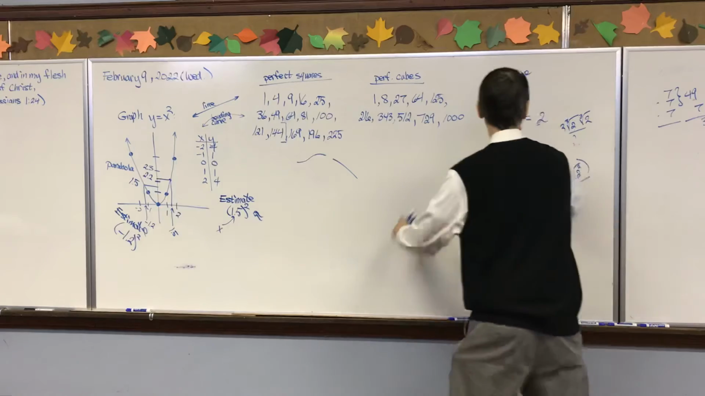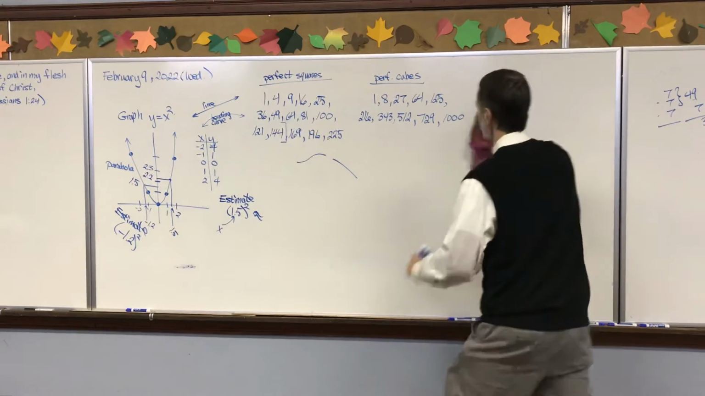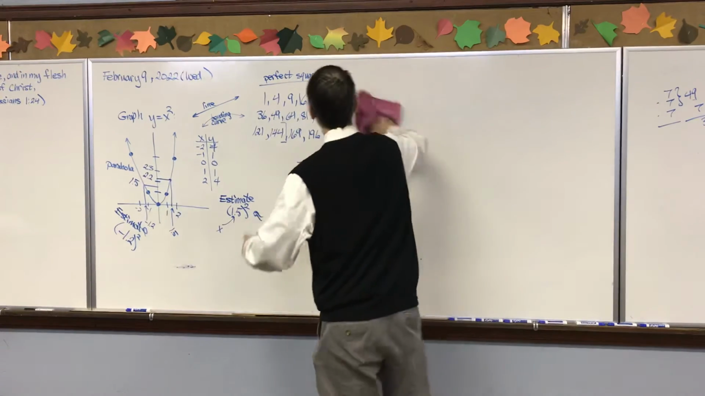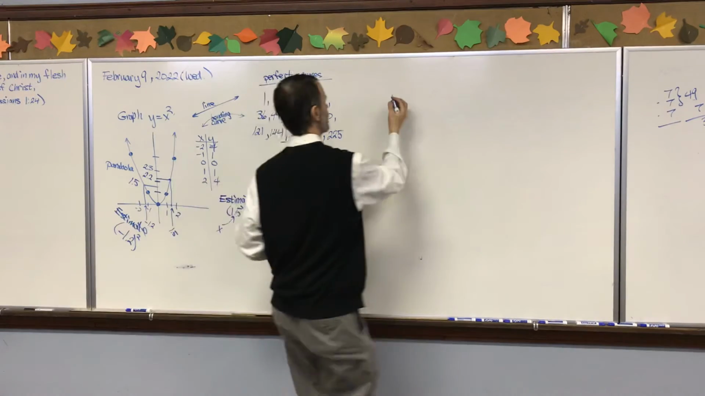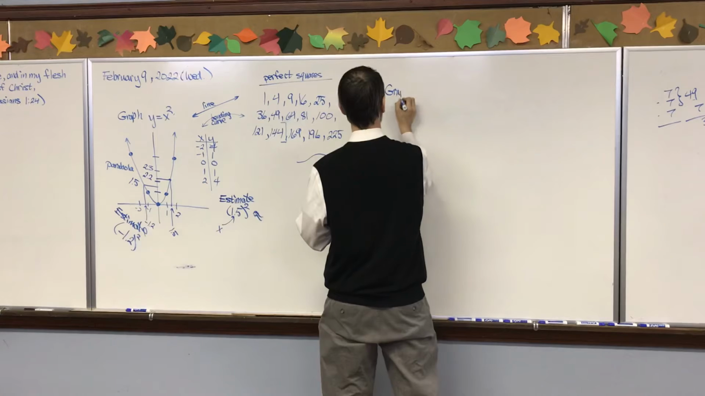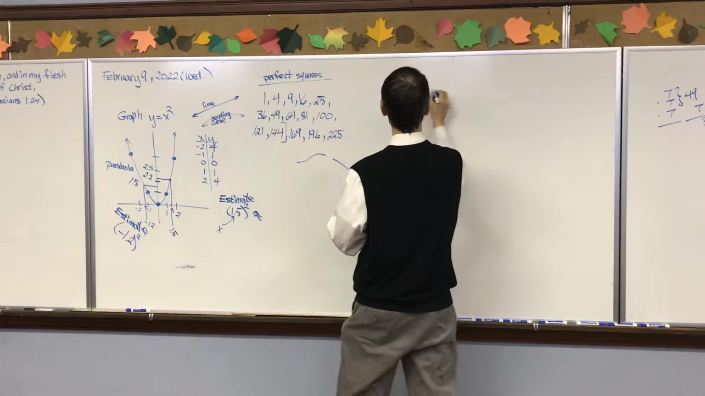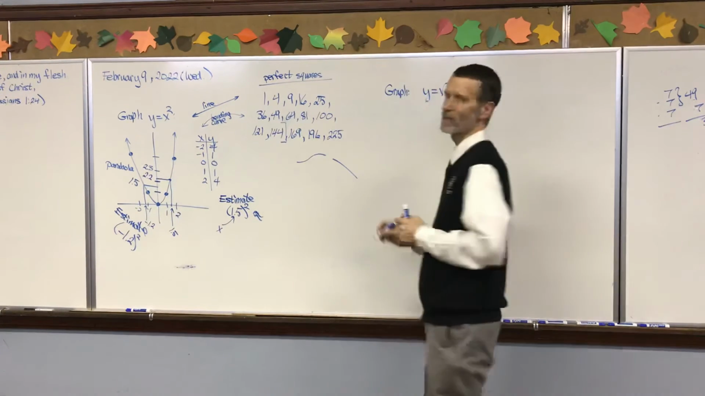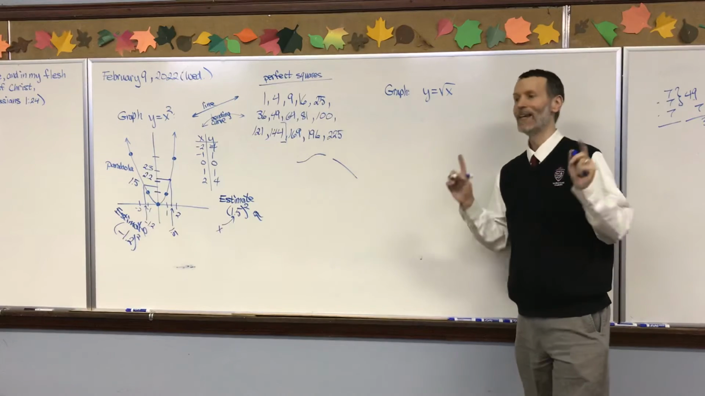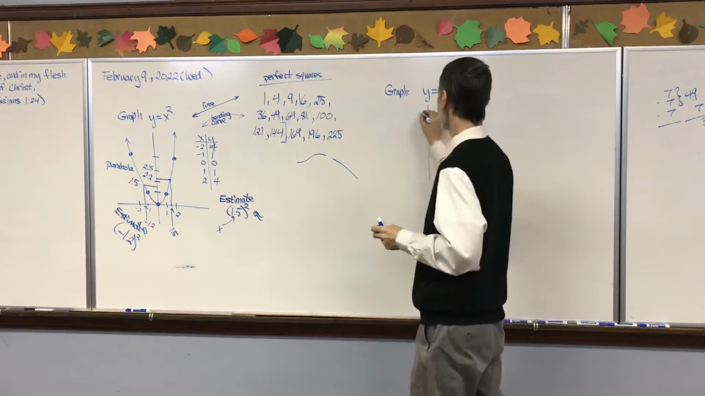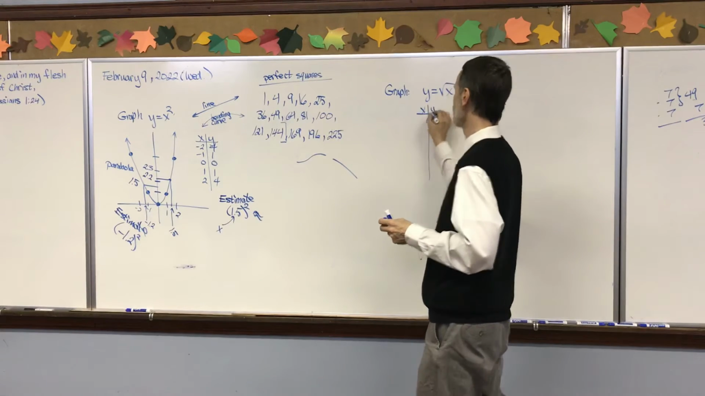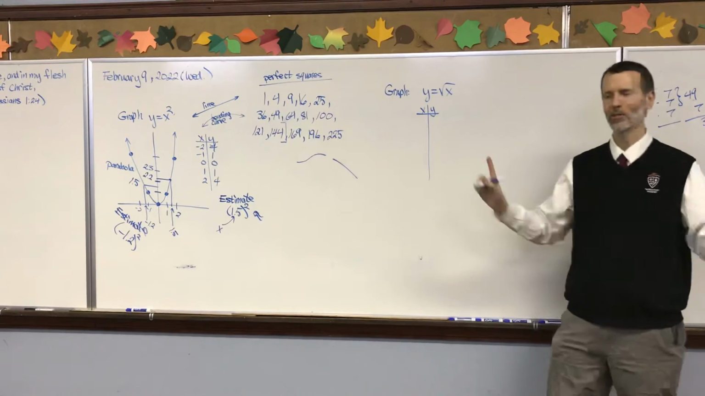Let me try a different graph. Same sort of thing. I'm going to erase the perfect cubes here. I want to see who can graph this. Graph the following: y equals radical x. Now, not square root, radical. The rule is, whenever you run into a new function you've never seen before, make a chart.